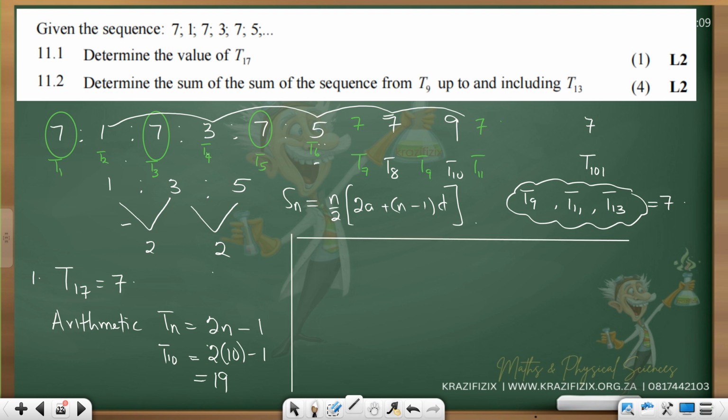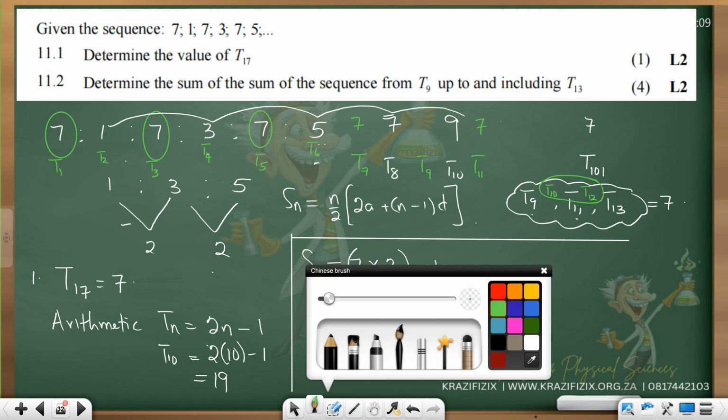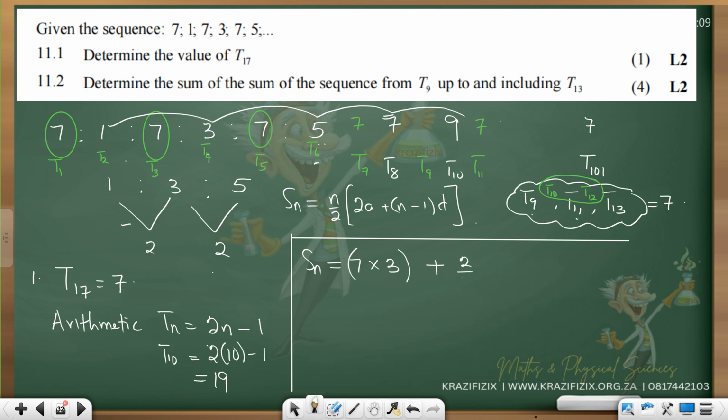All right, now look at what I'm going to do. Sn will be equal to, how many odd terms are there? 3. And each of them is equal to that. Plus, I hope you're seeing what I'm doing. This is to help us in case I have to do T9 up to T50. Then I'll come here. I notice that there are only 2 arithmetics here. Right? Only 2 arithmetics. So the number of arithmetic numbers are 2.